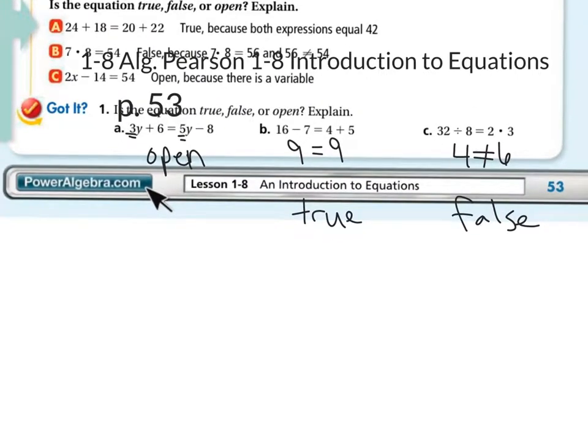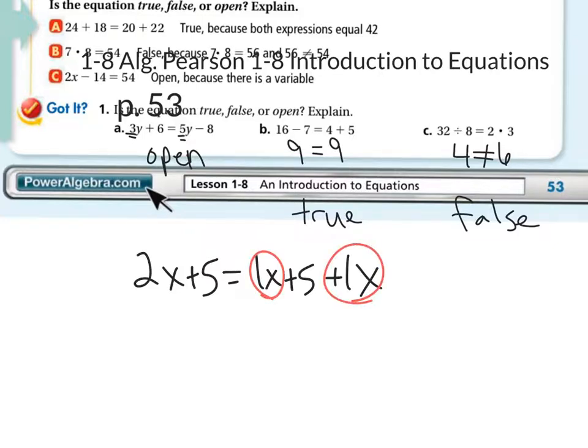We could have something like 2x plus 5 equals 1x plus 5 plus 1x. At first glance, we might just say, well, it's got variables in it. It's an open sentence. In this case, though, we actually have some like terms on the right side that we can combine. 1x plus 1x is 2x. And so if you'll notice, both sides of the equation we have 2x plus 5. If we get to a point where both sides, when we simplify, are the same, this is actually going to be a true equation.